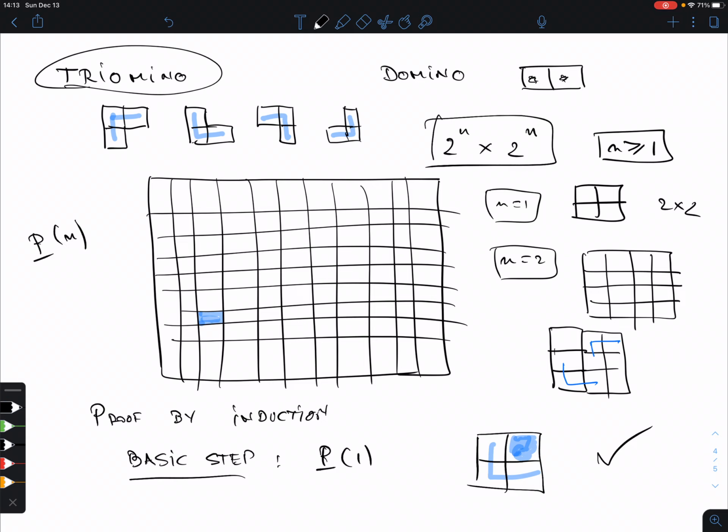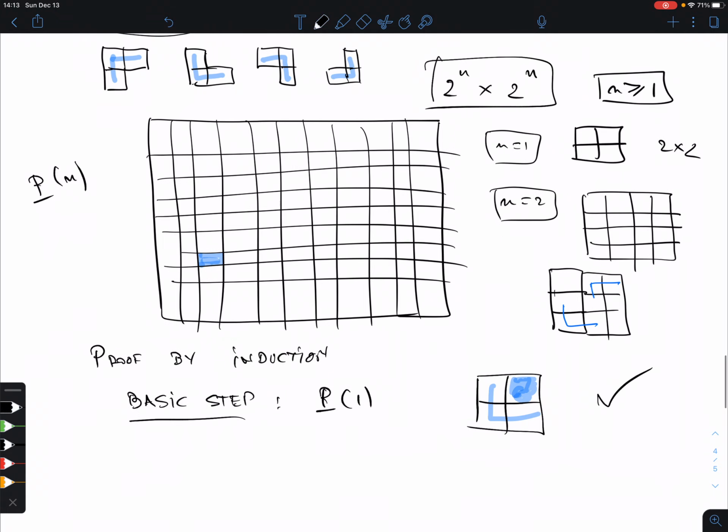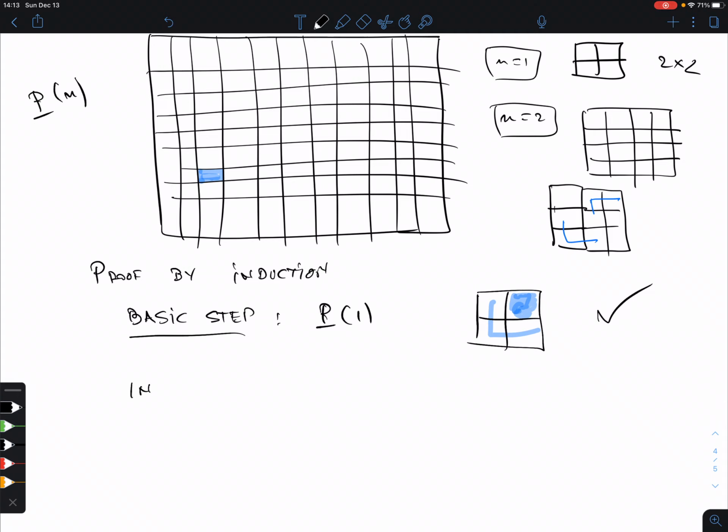But a 4 by 4 board is already a little bit trickier, also because there are many more positions that could be blocked. This one could be covered, this one, this one, this one. There are 16 possibilities. Are we going to check all 16? Okay, so here's now the induction step.